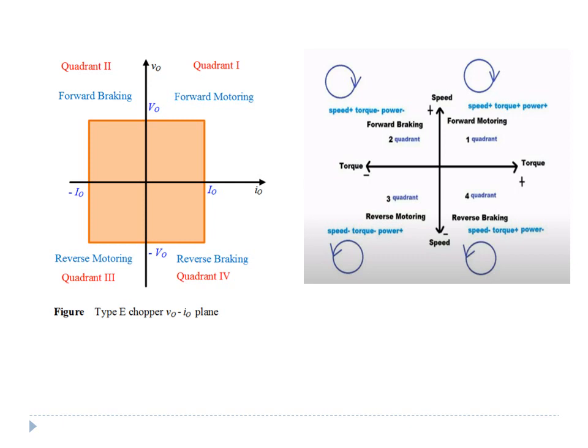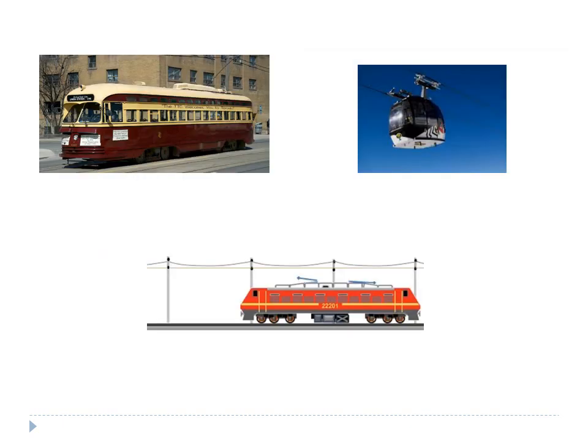So where such applications are required, basically in applications such as trams, pulley cars, traction motors of locomotives, we require such operation because they change direction. What we do is, in a forward motoring, they will be moving in one direction, and when we want to stop it, we will apply forward braking.